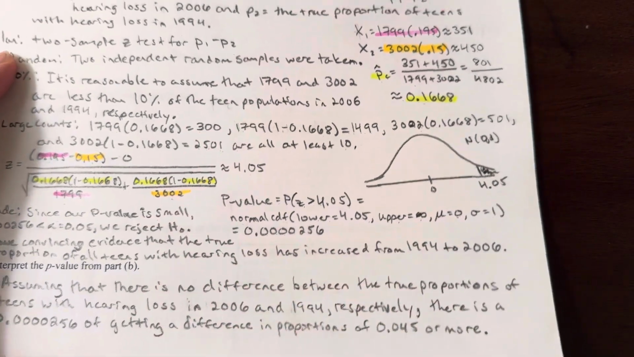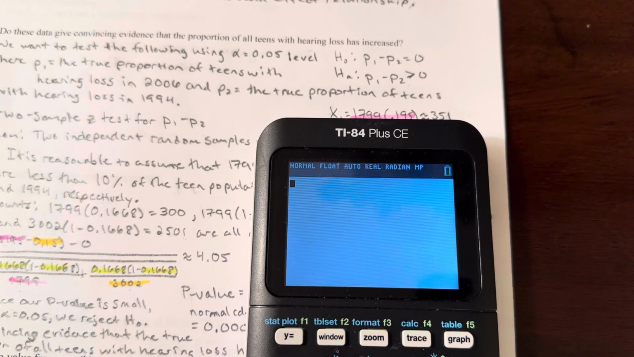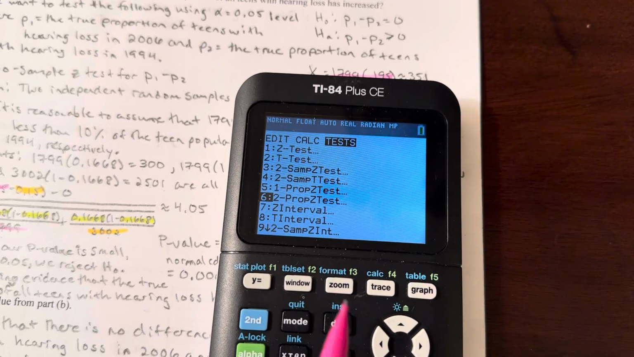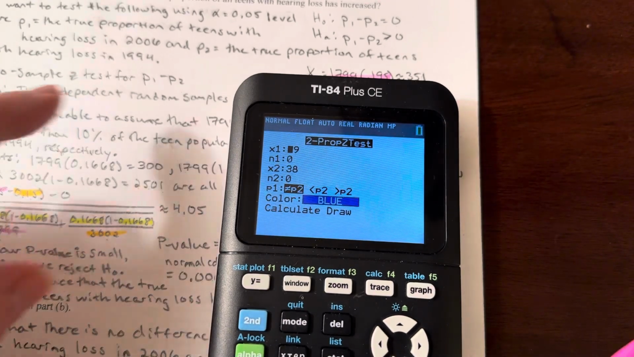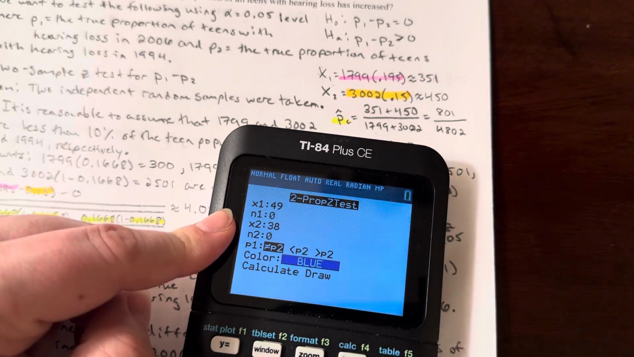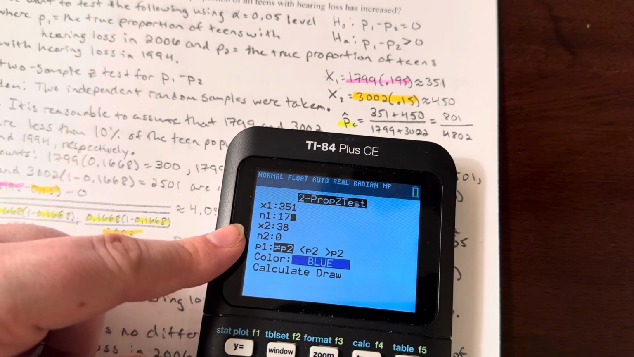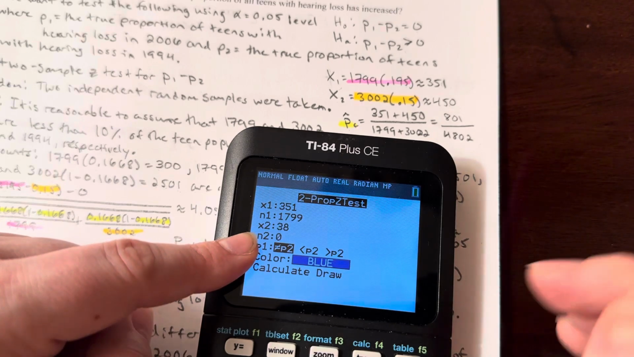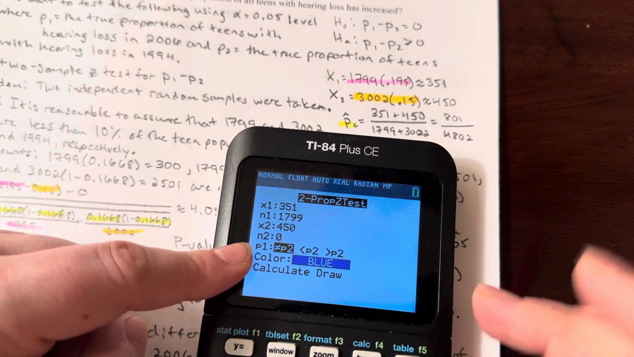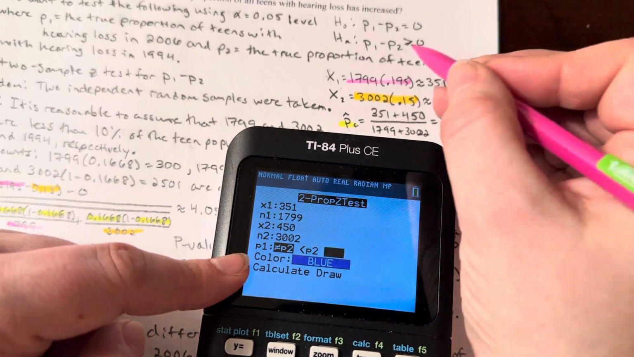Right. Now if you wanted to check these values using the tests, let me arrow down here, we would go to Stat and over to Tests, and it would be a 2-prop z-test that we would be using. X sub 1 represents our number of successes from our first sample. So I would type in 351. My sample size would be the 1799. My successes from my second sample, 450. And my sample size, 3002. I want the greater than sign here.